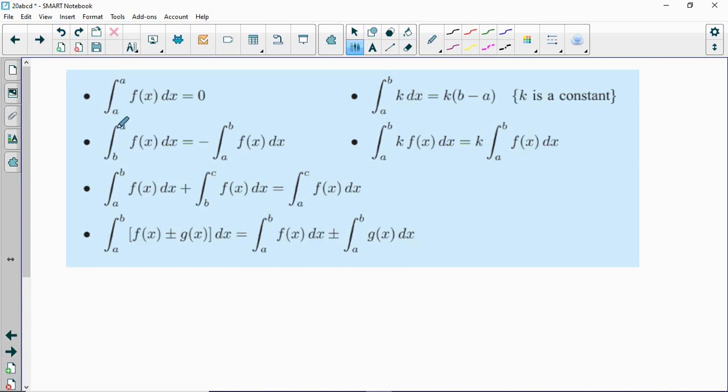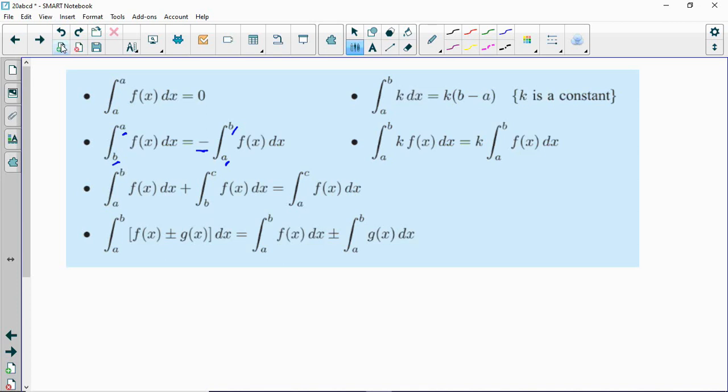Next, the integral from b to a should be equal to the negative of the integral from a to b. That's like saying if I want the integral from 4 to 2, that's the same as taking the negative of the integral from 2 to 4. Now, if you think about it geometrically, it looks like the same shape, whether I'm reading it left to right or right to left. Shouldn't they have the same area?